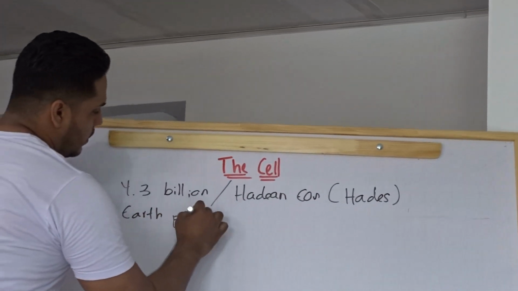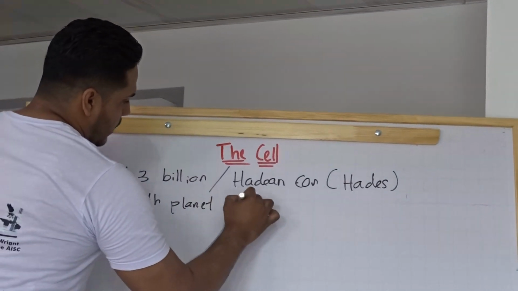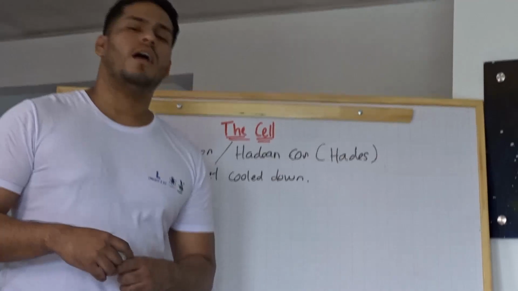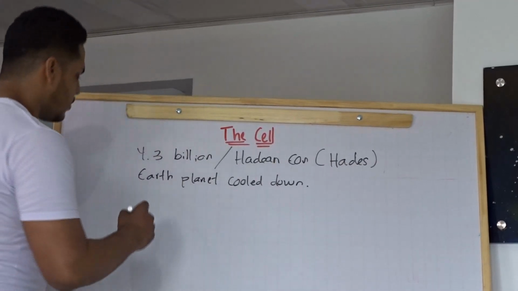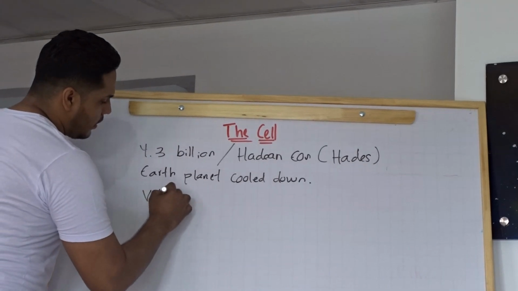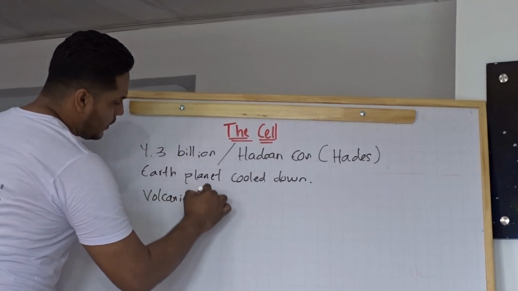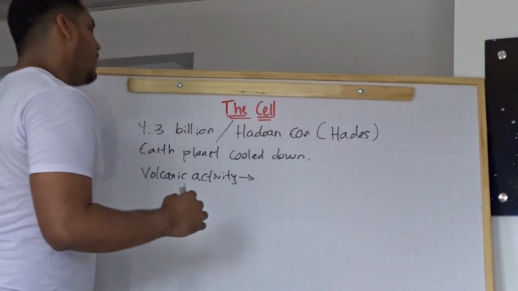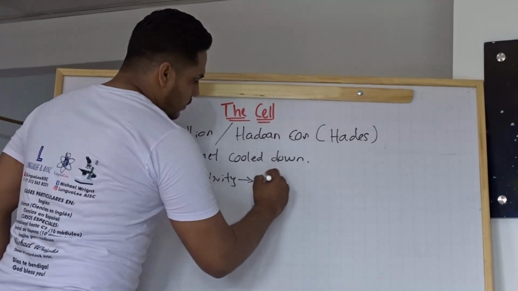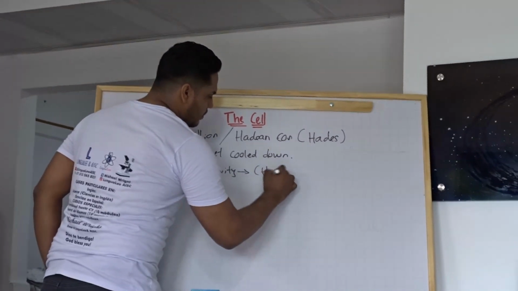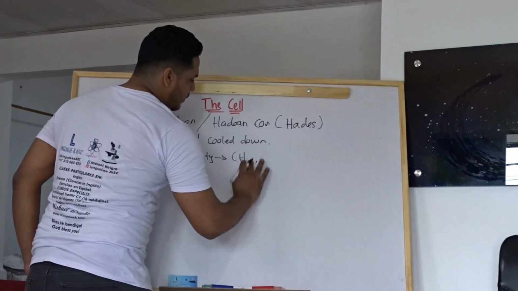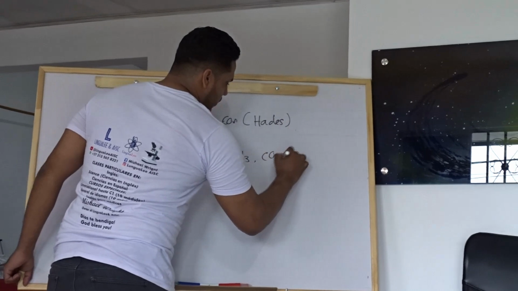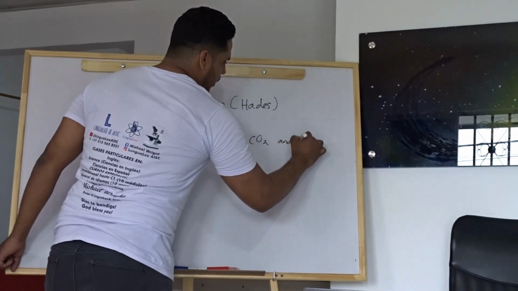So the Earth cooled down. Under these hard conditions, we had a lot of volcanoes. They presented, as the name says, volcanic activity, and this activity started releasing some gases. Some of them were ammonia, NH3, methane, CH4, carbon dioxide, and nitrogen.